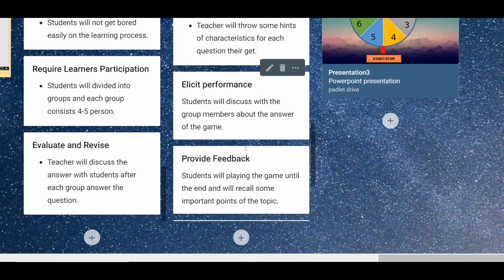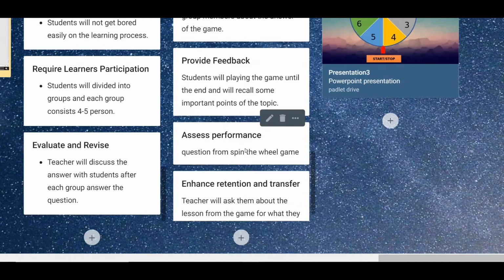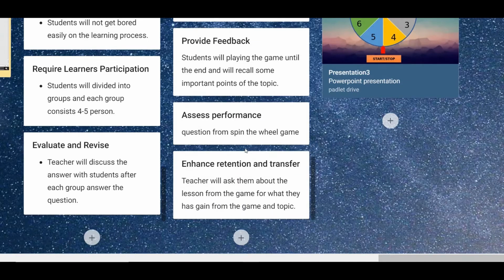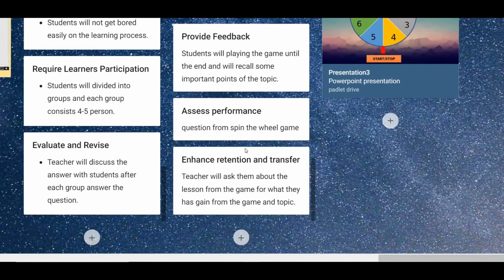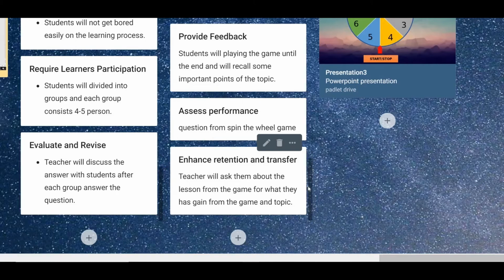Elicit performance. Students will discuss with group members the answer in the game. And then provide feedback. Students will play the game until the end and will recall some important points of the topic. Assess performance: questions from the spin the wheel game. I only use the questions that I created. And then enhance retention and transfer. The teacher will ask them about the lesson from the game, what they have gained from the game and topic.